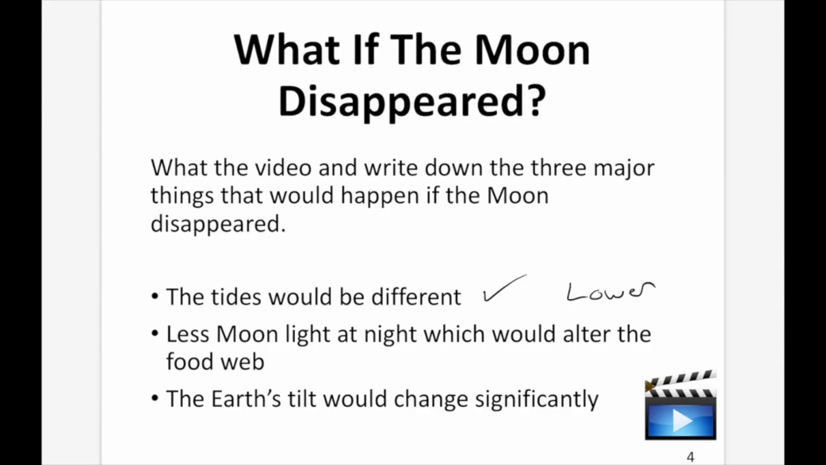Number 2 is we get a lot less moonlight at night, which would alter the food web. You'd have animals that rely on the light from the Moon being all confused and not able to hunt and hide as well as they normally would. And as a result, you're going to see significant changes to the food web and the feeding relationships within it.